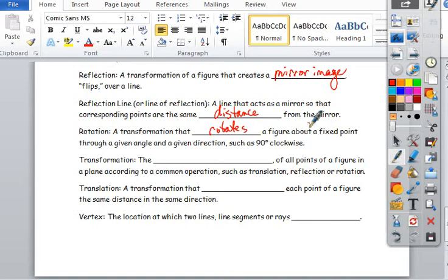Transformation is the mapping or movement of all points of a figure in a plane according to a common operation such as translation, reflection, or rotation. What does a translation do? Just up, down, left, right. We're simply sliding it some direction. But yeah, that was right. When you go left, right, up, down, you're sliding it for a translation. Vertex is the location in which two line segments or rays intersect.